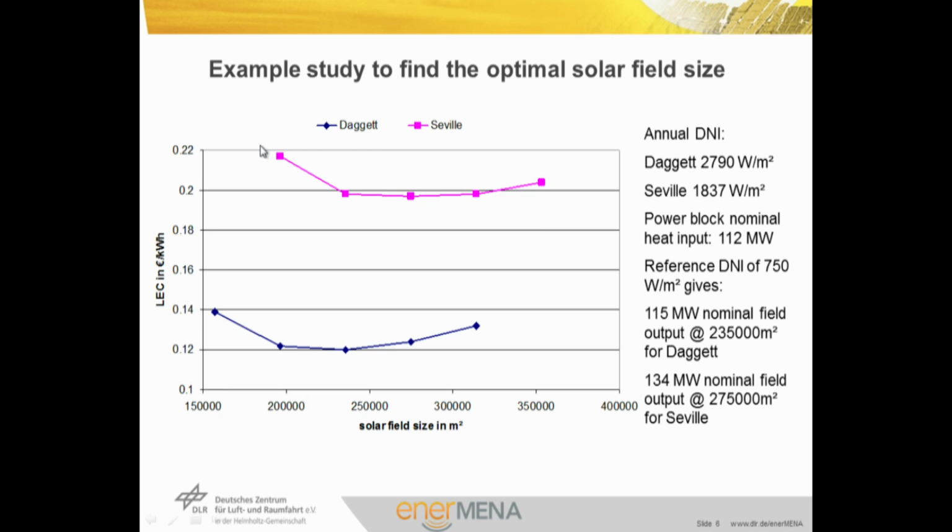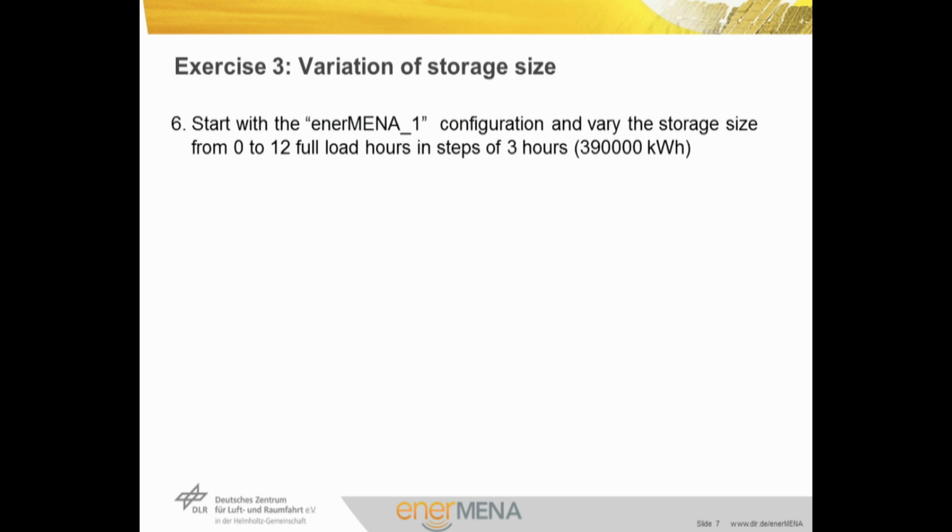This is going to reduce your levelized electricity costs, but if you increase the solar field size further, you will get more dumping, since once a certain point is reached, the output will only be increased by a small extent, but the costs will be increased by a larger extent, since the power block is running at full load and the storage is fully charged for many hours. So this is exercise 3.